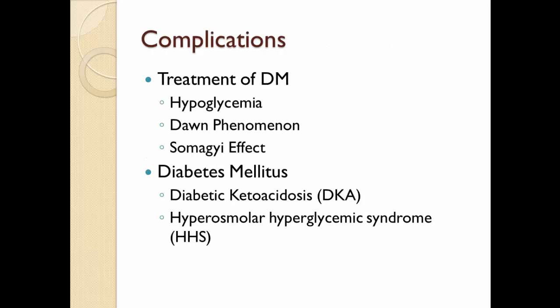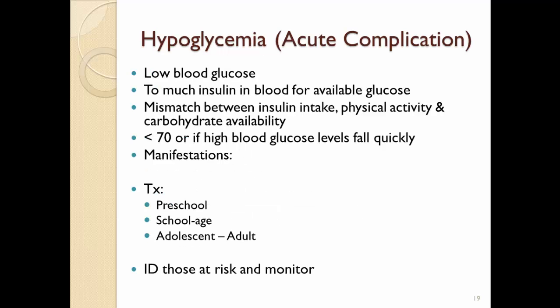All right, let's look at complications. So we have treatment of diabetes, meaning I'm taking medications that can cause these problems. Or we're talking about complications from the disease itself. So the first one is hypoglycemia. Hypoglycemia is low blood sugar. It's less than 70. Or it can be because their high blood glucose level falls so quickly that they become symptomatic.